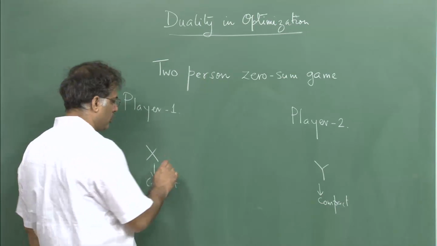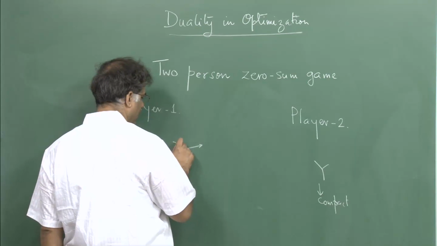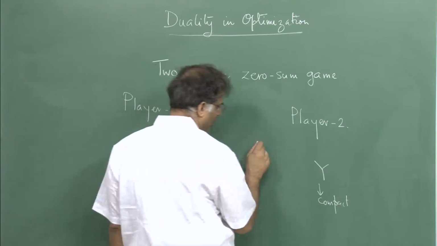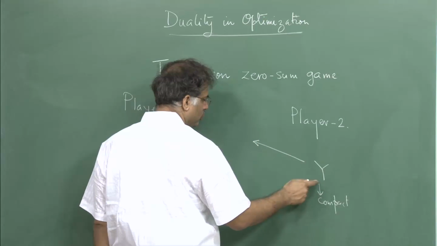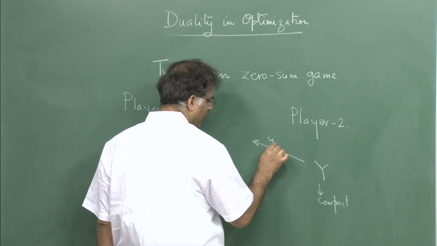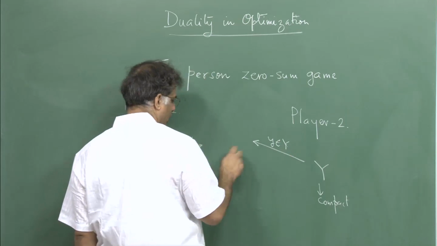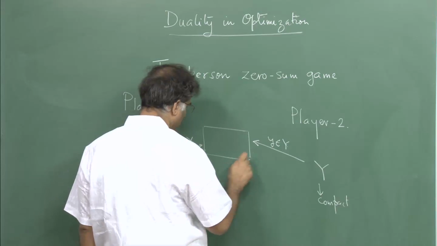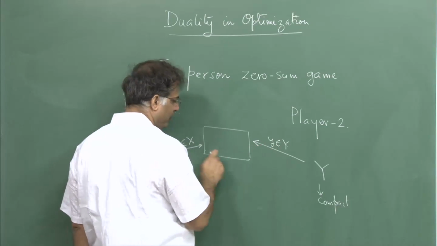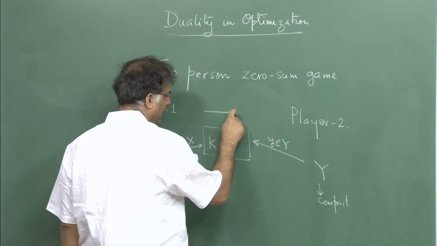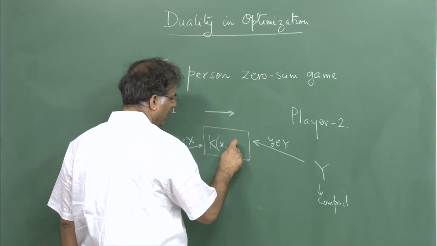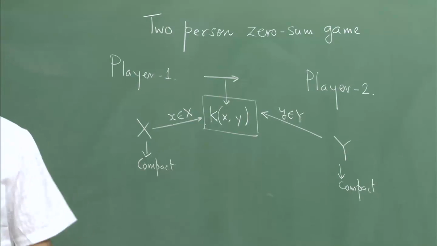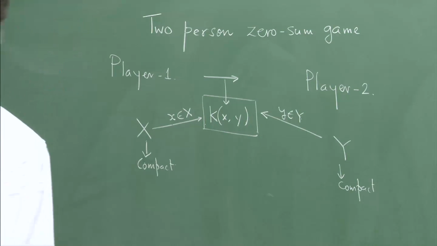Player 1 can take an x belonging to X and make one move in the game, while corresponding to it player 2 can make a move by taking y from Y. Whenever there is such a move with the strategy pair x and y, player 1 pays player 2 an amount k(x,y) rupees, say. This is usually called the payoff of the game.